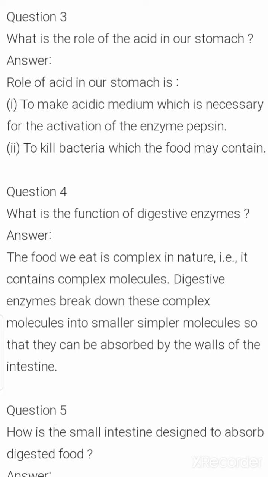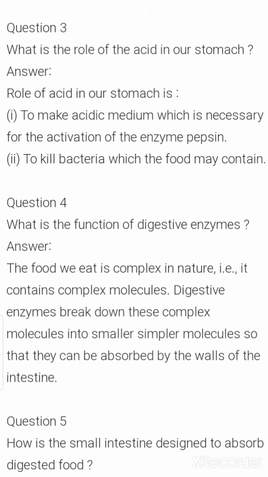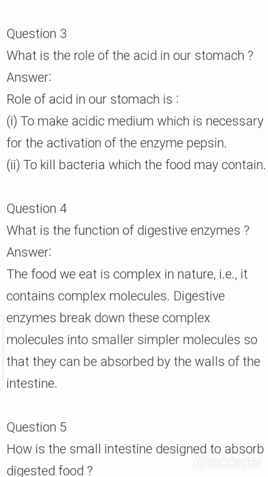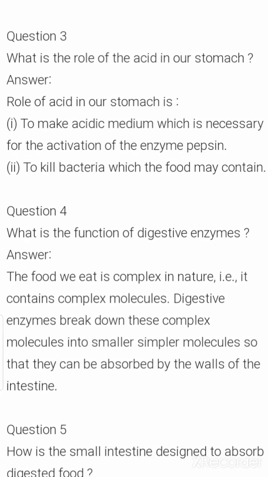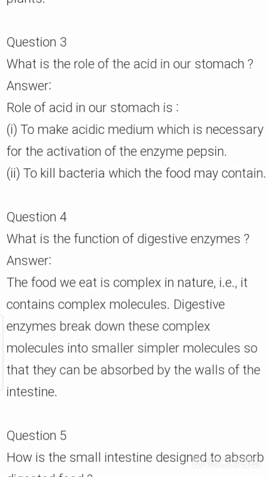So who has to make the food acidic? The stomach, in which hydrochloric acid is present, and it also helps to kill the germs present in our food. The germs or bacteria present in our food are killed with the help of the hydrochloric acid present in our stomach. So these are the two main roles of the acid present in our stomach.